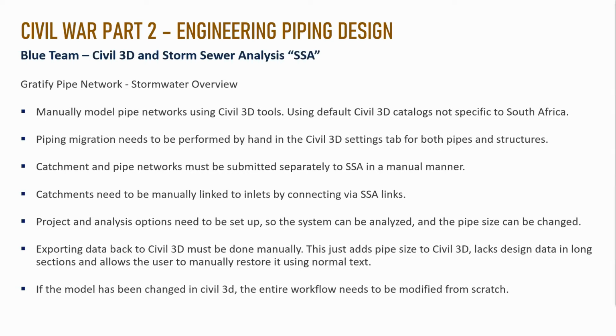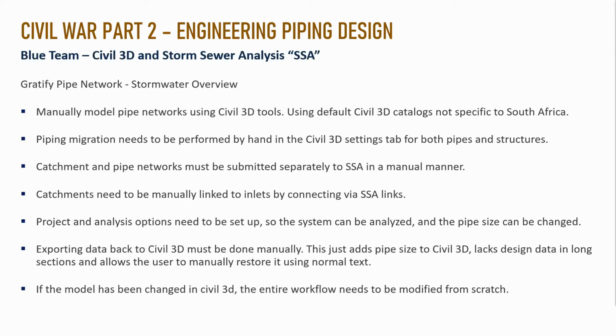Then, before I can send all of this data to SSA, there needs to be a piping migration. This is performed by hand inside the Civil 3D settings for both pipes and structures. So you literally need to go down and assign each element to a specific migration. For example, a pipe is a pipe, an inlet is an inlet, a manhole is a manhole, a junction is a junction. It's a very tedious process, but that's how we used to do it in the old days.